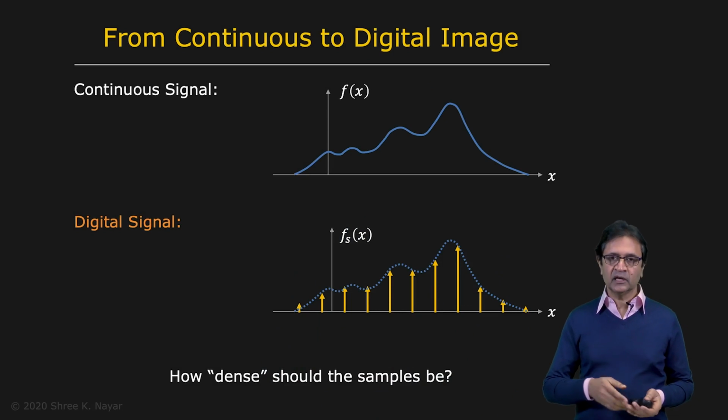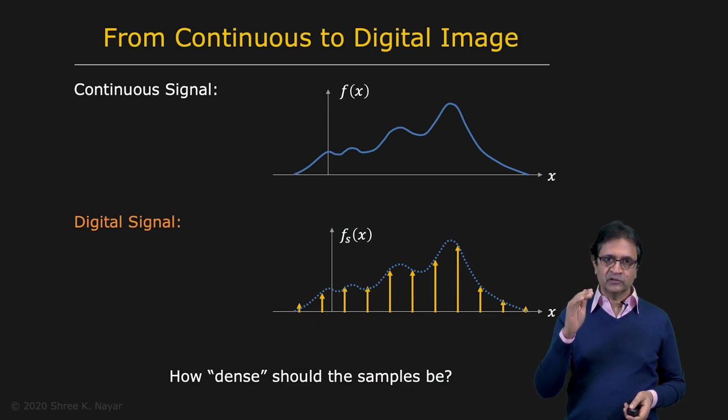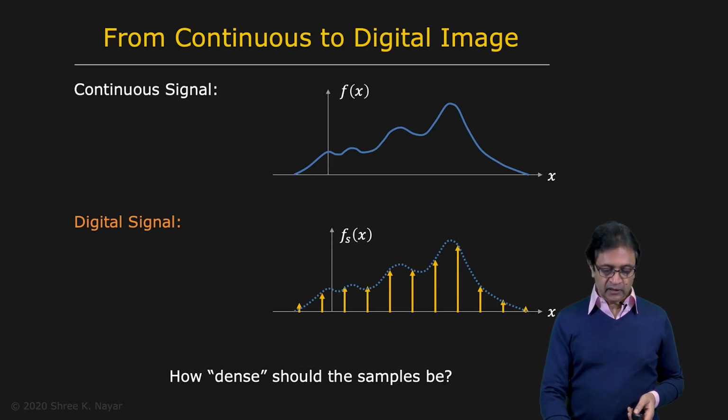So first, let's take a look at how we go from a continuous image to a digital or discrete image. We're going to do this in 1D. So here is your continuous image formed on the image plane by your lens. And this is going to be sampled so as to get this discrete, digital signal that you see here. And so the question that we're interested in is how densely should we sample this continuous image? What should be the distance between consecutive samples?